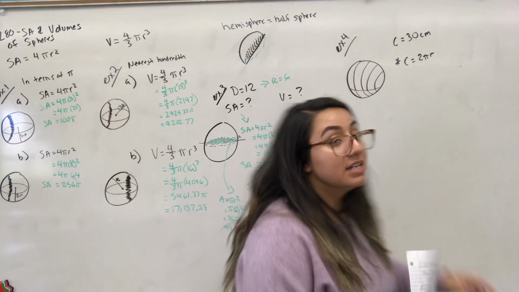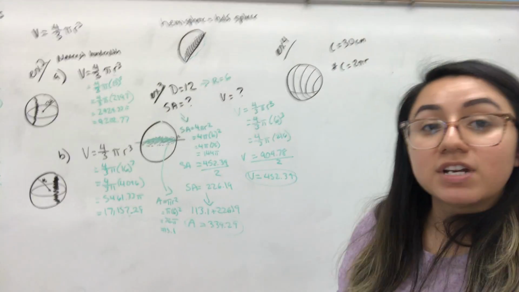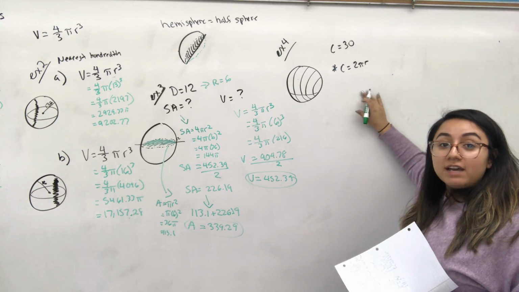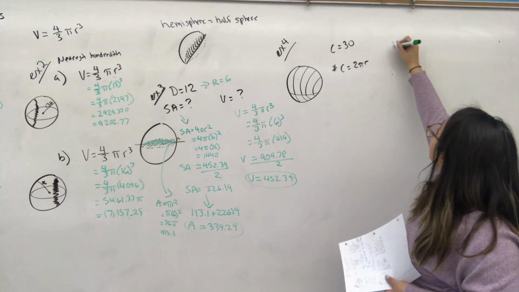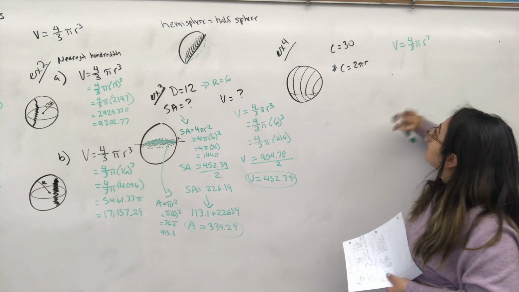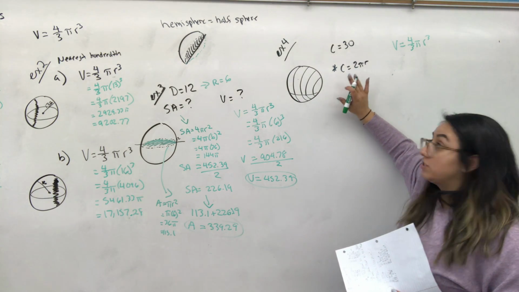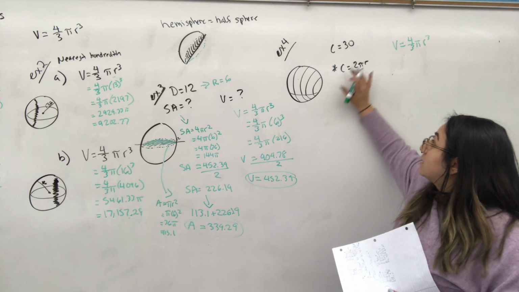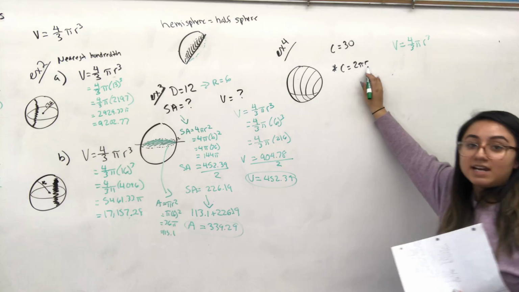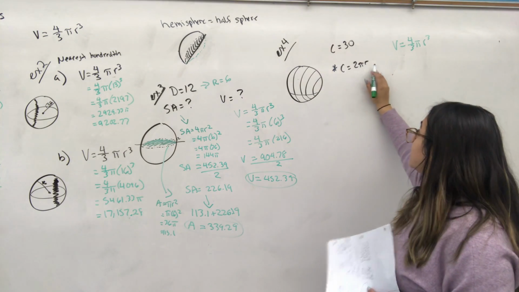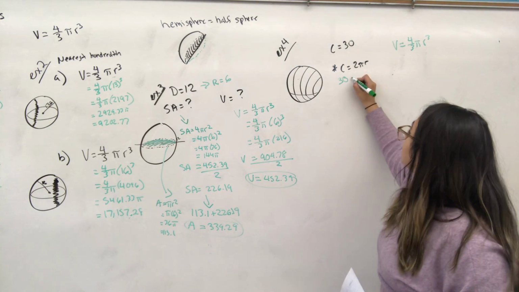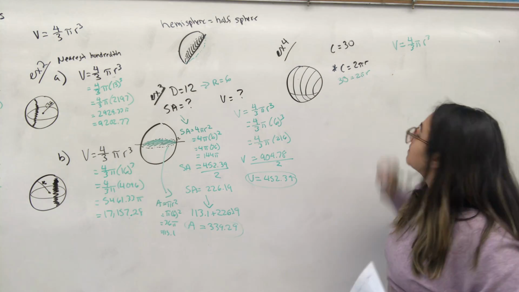So I wrote down here, C equals 30, centimeters or inches, doesn't matter. We have to use what we know to find the radius, because in the end we have to find the volume. Here we have the circumference, which is 30. Circumference equals 2 times pi times radius. I can fill in what I know. The only thing I know is 30. So 30 is equal to 2 pi times r.